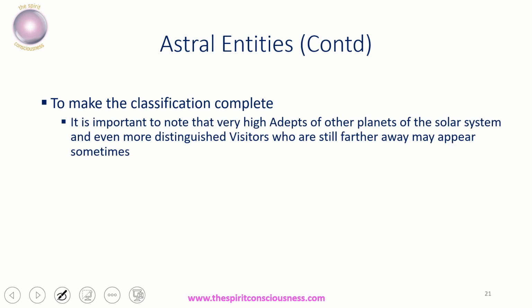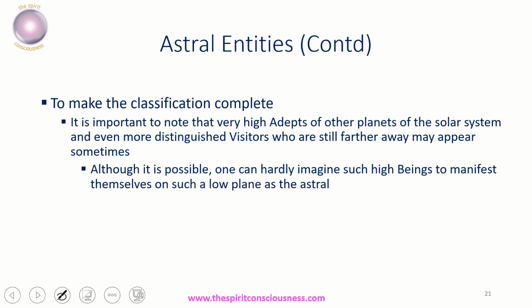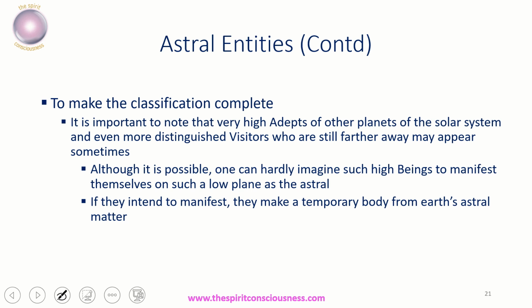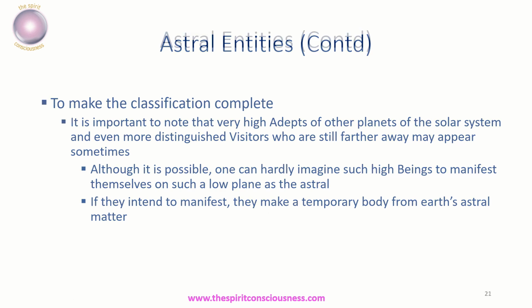So to make the classification complete, it is important to note that the very high adepts of other planets of the solar system, and even more distinguished visitors who are still further away, may appear sometimes, although one can hardly imagine such high beings manifesting themselves on such a low plane as the astral. If they do intend to manifest, they make a temporary body from the Earth's astral matter.